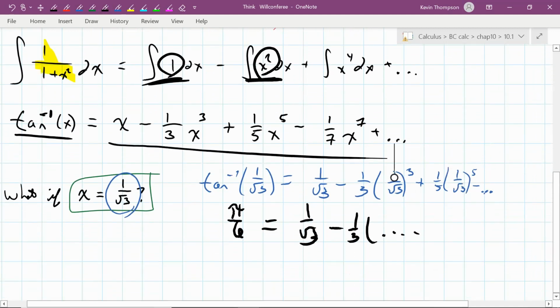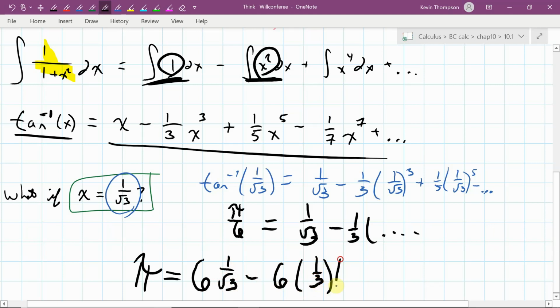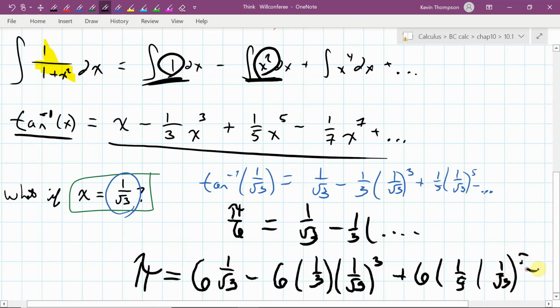Wait, do you realize what this means? That pi equals 6 times 1 over root 3 minus 6 times 1/3 times 1 over root 3 cubed plus 6 times 1/5 times 1 over root 3 to the 5th. Pi is actually the sum of that series.